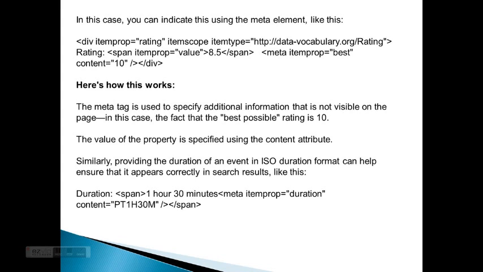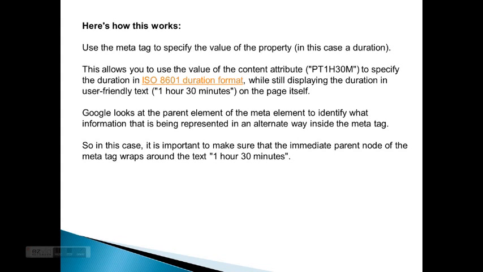The value of the property is specified using the content attribute, and similarly, providing the duration of an event in ISO duration format can help ensure that it appears correctly in search results like this. The duration span 1 hour 30 minutes, meta itemprop equals duration. The content is PT1H30M, and the end span. And here's how that works.